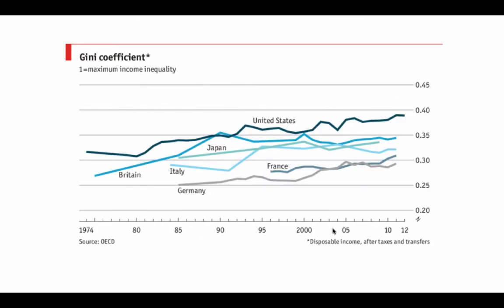Here's another one where the data is a little bit old, but you can see some clear trends here. There has been a rise in inequality in most countries. If you have the very top earners gaining more, then you're going to see a rise in that Gini coefficient.